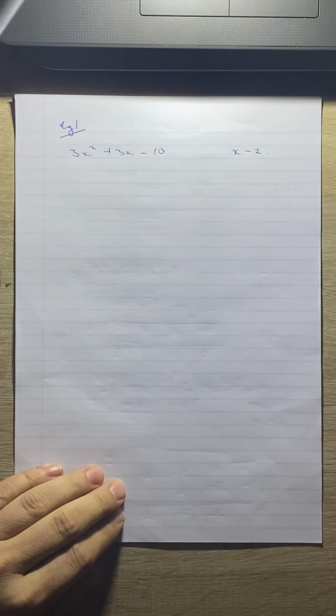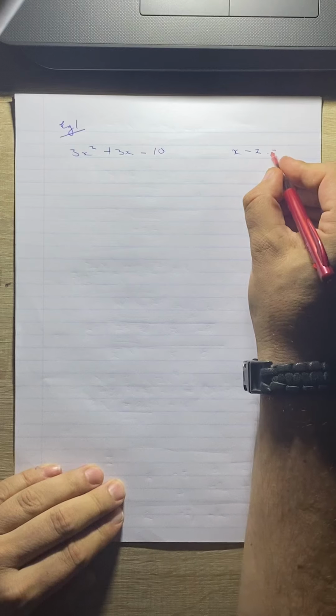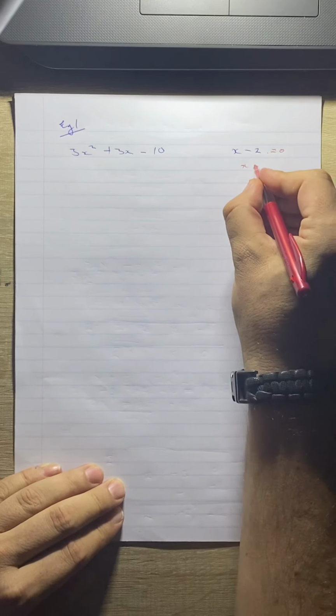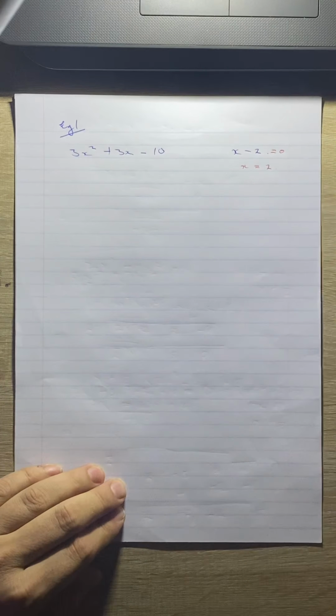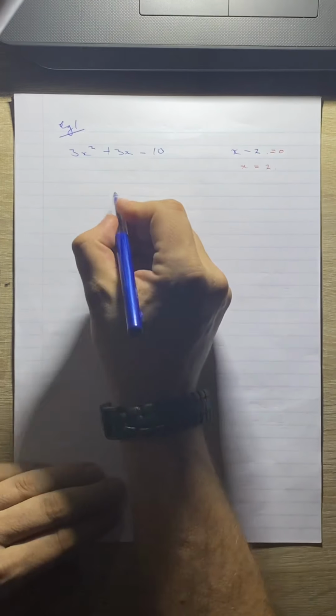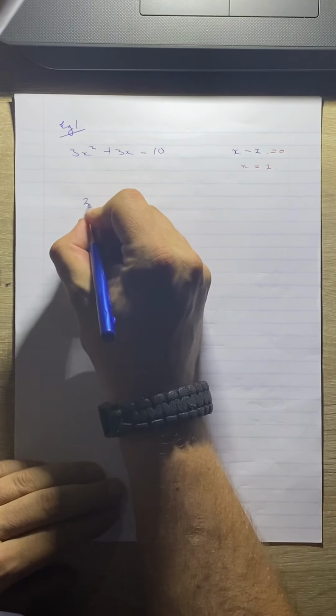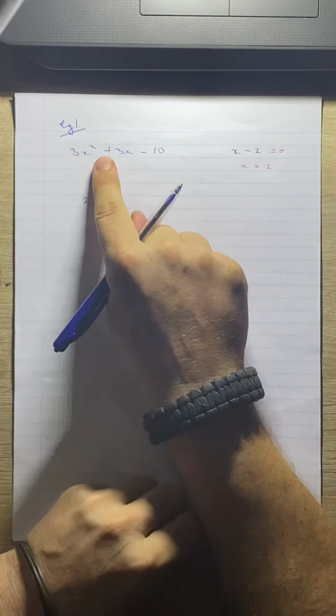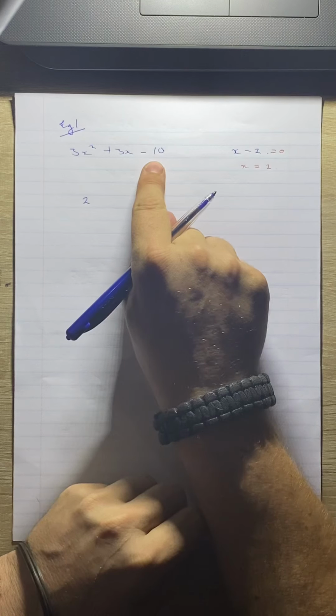Okay, so what we're going to do is pretend that this is equal to 0, your divisor. And what I'm going to do there is I'm going to solve for this x. So we get x is equal to 2. And what I'm going to do is I'm going to use that 2 over here. Okay, then I just list the coefficients of this polynomial over here.